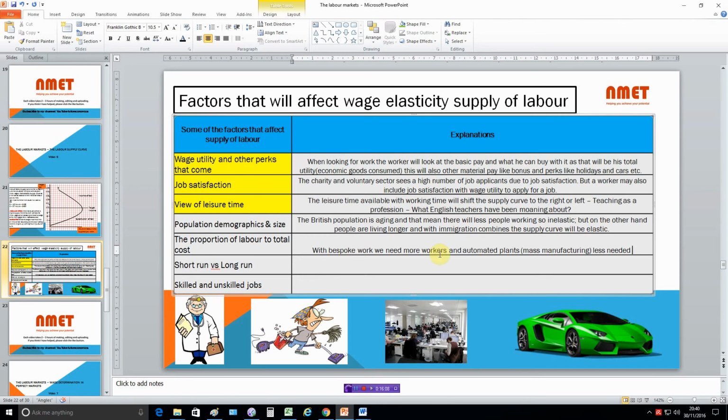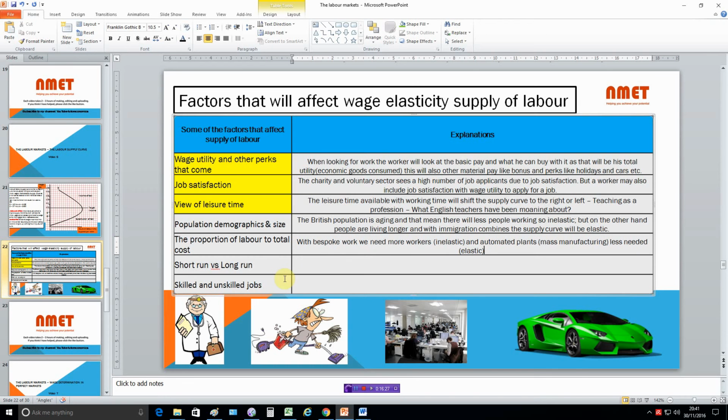So that is because there are very few available. If it's bespoke work in that sort of market, where the work comes in, they find a job straight away. So there are fewer workers available. Over here, fewer needed, so more elastic.